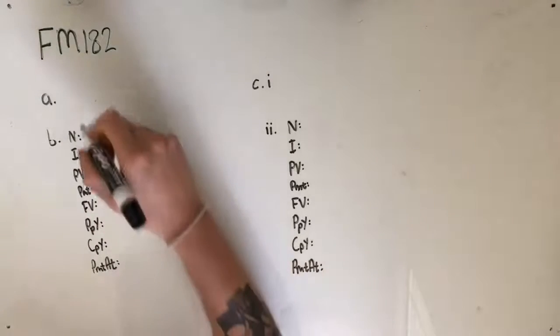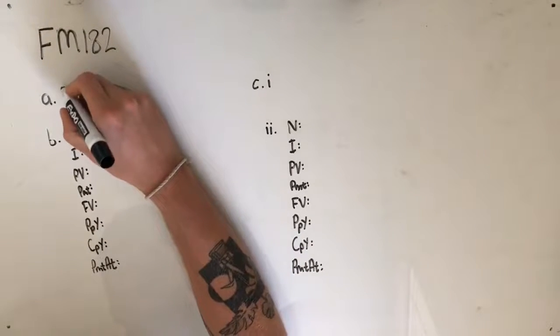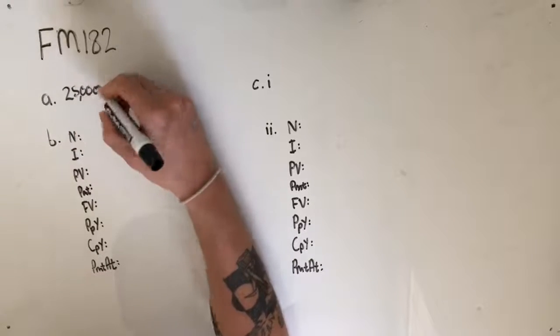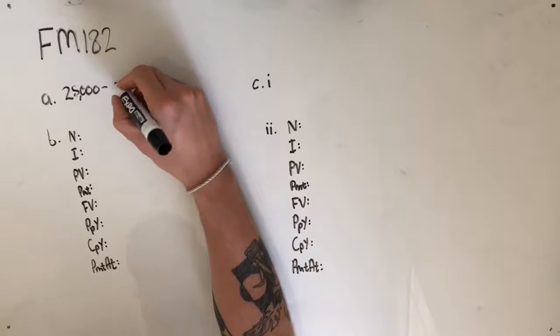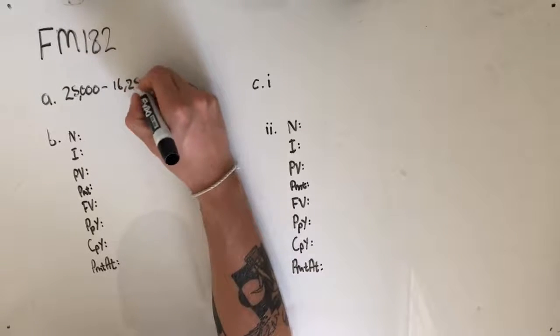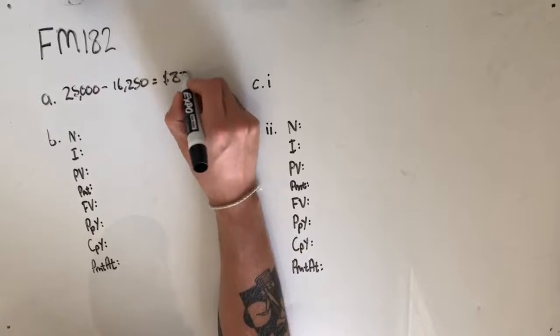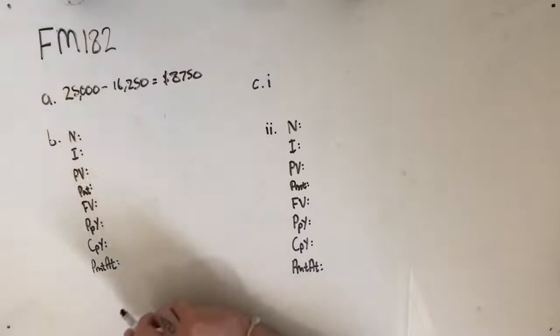Now, in order to figure that out, we take our future value, or the value after 5 years, 25,000, and we subtract the initial investment, $16,250, and that's going to leave us with $8,750 worth of interest.